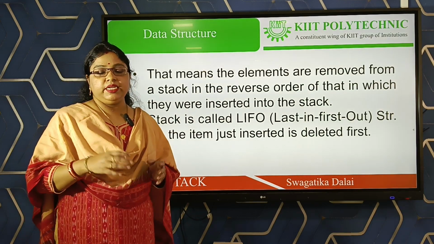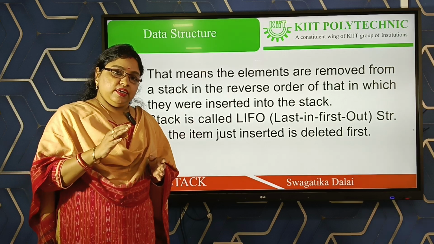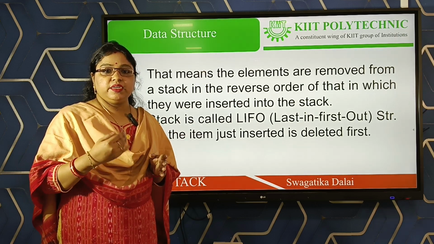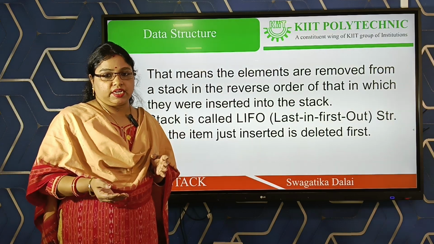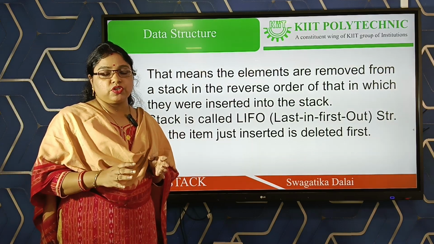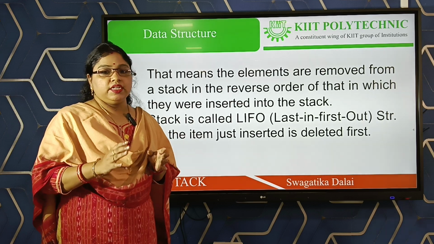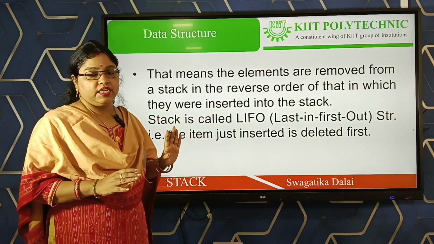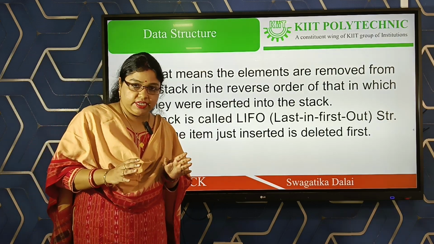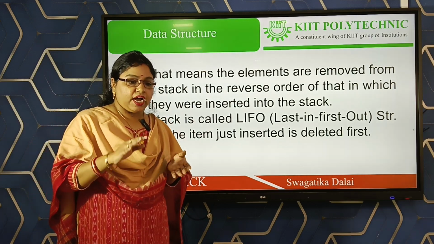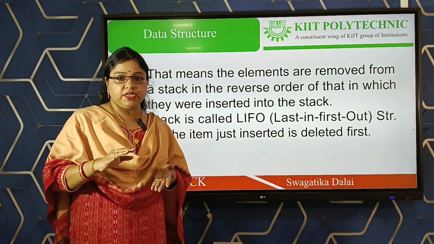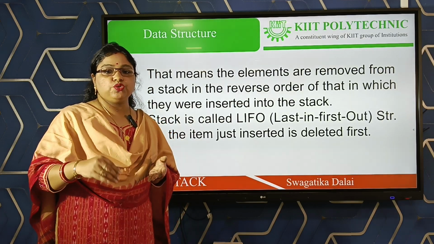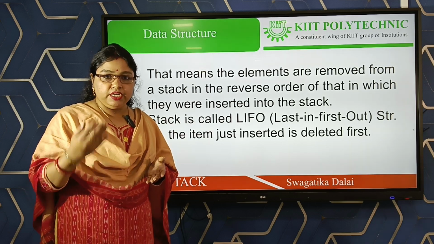That means the elements that are inserted in the stack are removed in just the reverse order. It also follows the LIFO structure, that is last in first out. That means the item just inserted is deleted first. For example, take a stack of plates kept on the table. The last plate I have inserted is to be removed first.